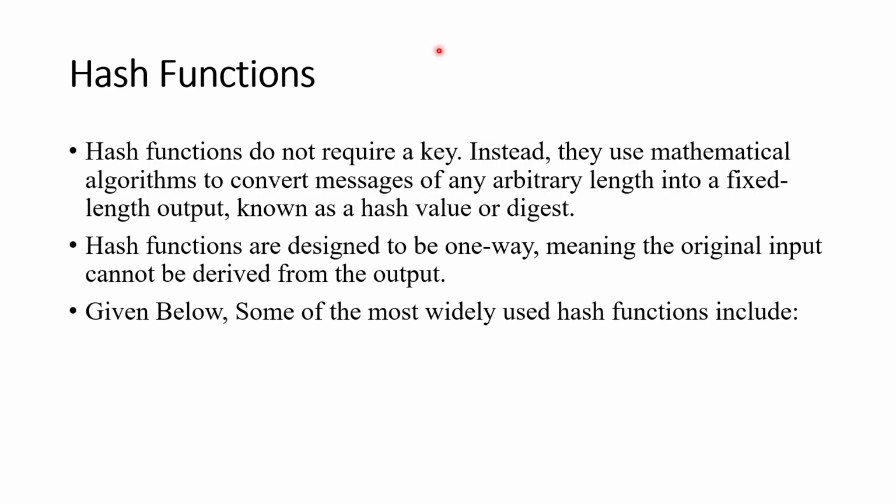Fixed output length: regardless of the input size, the hash length is consistent, for example 256 bits or 512 bits. It is a one-way function. It is computationally infeasible to reverse the function and find the original input from the hash. It is collision resistant, that is, it is highly unlikely that two different inputs will produce the same output hash. Deterministic: the same input will always produce the same hash.